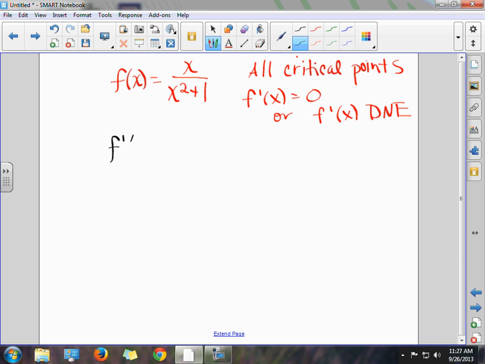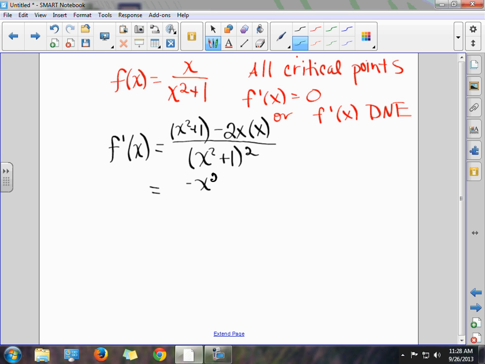So we have that f prime of x is going to be, we use the quotient rule, so it's going to be the derivative of the top, which is 1, times the bottom, minus the derivative of the bottom times the top, all divided by the bottom squared. So let's clean it up a little bit. We'll end up with negative x squared plus 1 all over x squared plus 1 all squared.